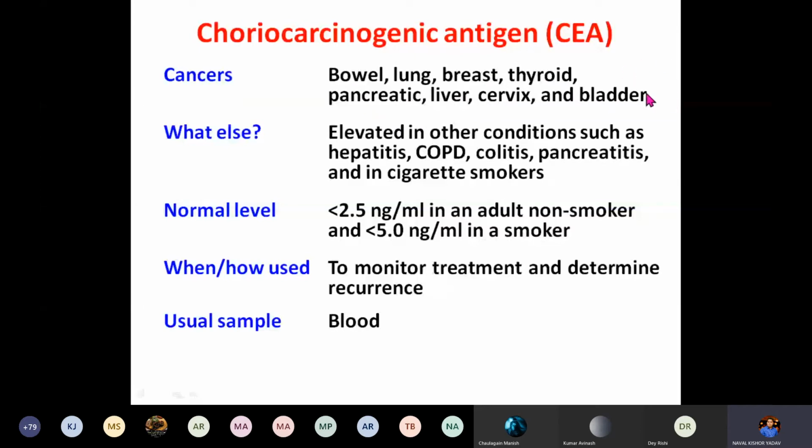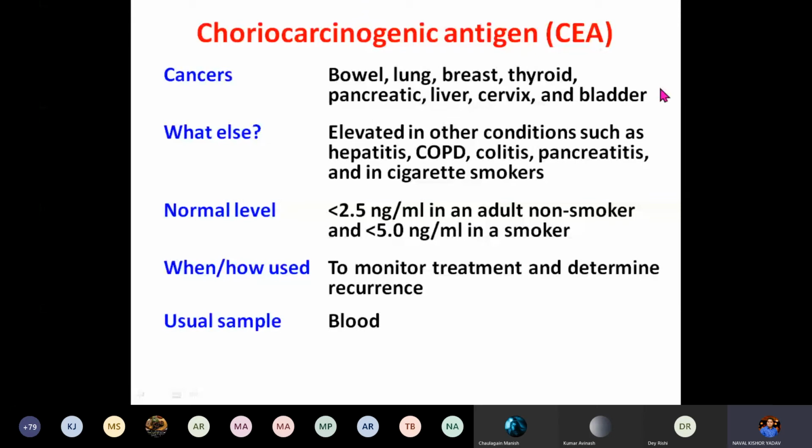So a large number of cancers cause the increase in the CA, carcinogenic antigens. So CA is increased not only in a single cancer, but in many other cancers the level is increased. That means it is also not more specific.